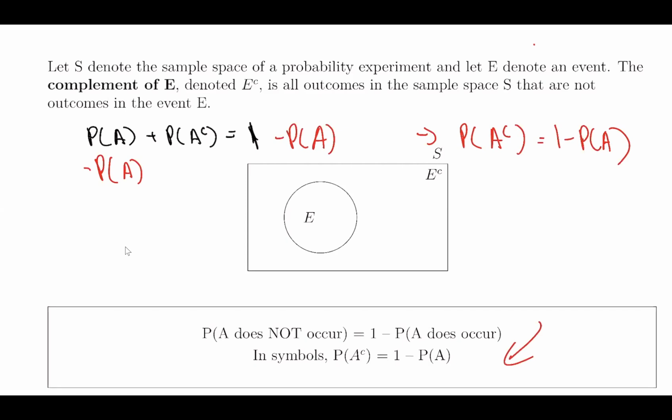So if we ever want to find the probability of the complement of A, or the complement of any event, all you have to do is find the probability of that event occurring, and then do 1 minus that probability. So that's how we're going to find the probability of the complement.